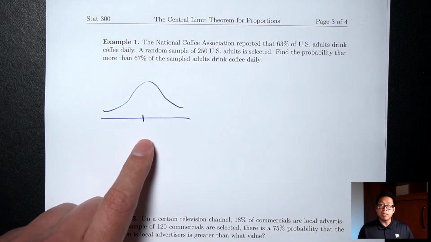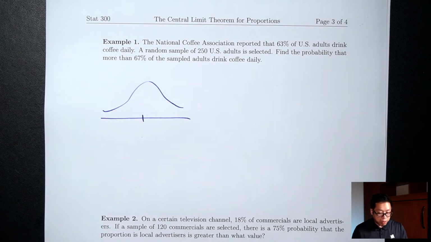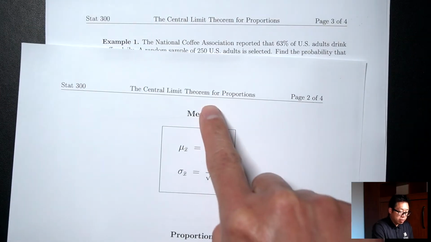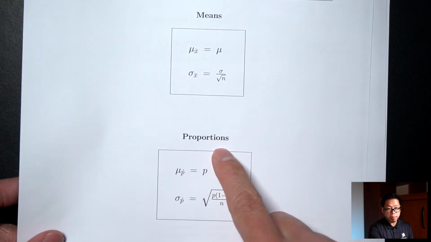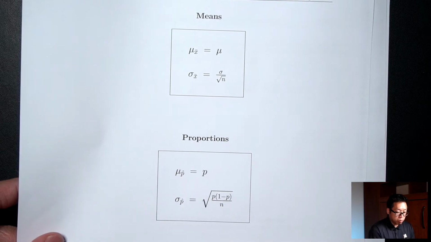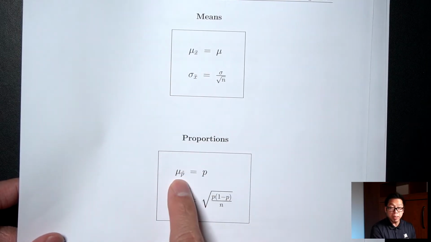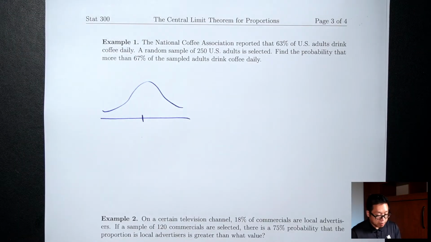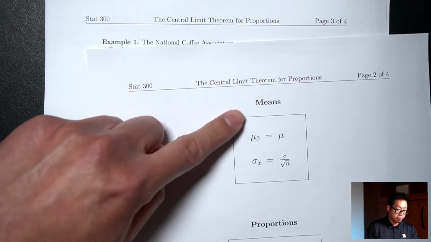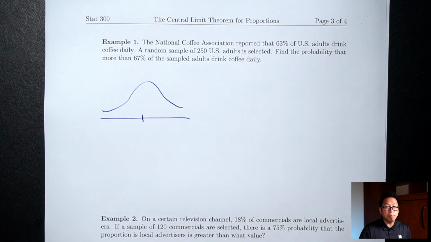But before I put the mean in the middle, I now have to decide whether this is a mean situation or a proportion situation, right? Because these boxes will tell me what I need to use for the mean. So as a hint, when you read the question, if you see the words mean and standard deviation, it's going to be a mean situation. If you don't see the word mean or standard deviation anywhere in the question, it's going to be proportion.